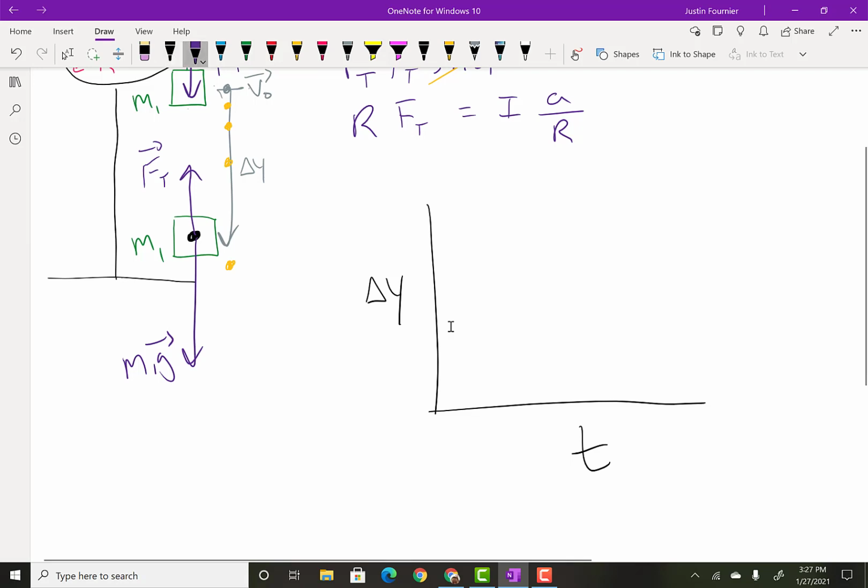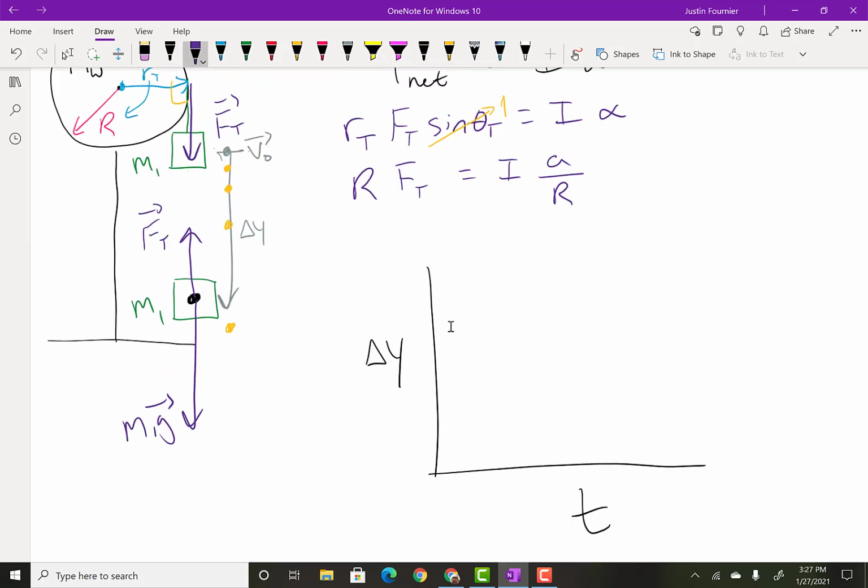But if I graphed my displacement as a function of time, you get a graph that does this. And that's not a linear line. That's not going to help me get a slope. The slope is constantly changing. So you could do a couple things.